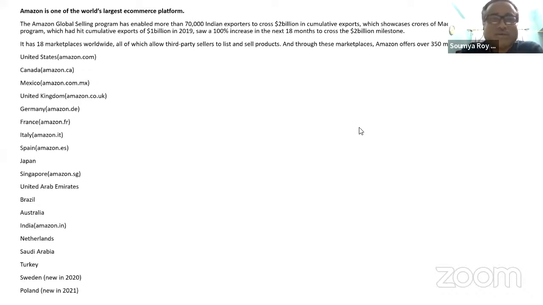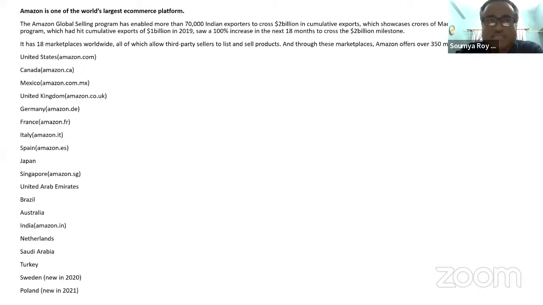As you might know, Amazon is one of the world's largest e-commerce platforms. They have a presence across multiple countries, around 18 marketplaces across the world. The Amazon Global Selling platform has enabled more than 70,000 Indian exporters to cross 2 billion in cumulative exports, which showcases crores of made in India products. So it's a good chance to export our Indian products across the world. The program, which had hit cumulative exports of $1 billion in 2019, saw a 100% increase in the next 18 months to cross the 2 billion milestone.